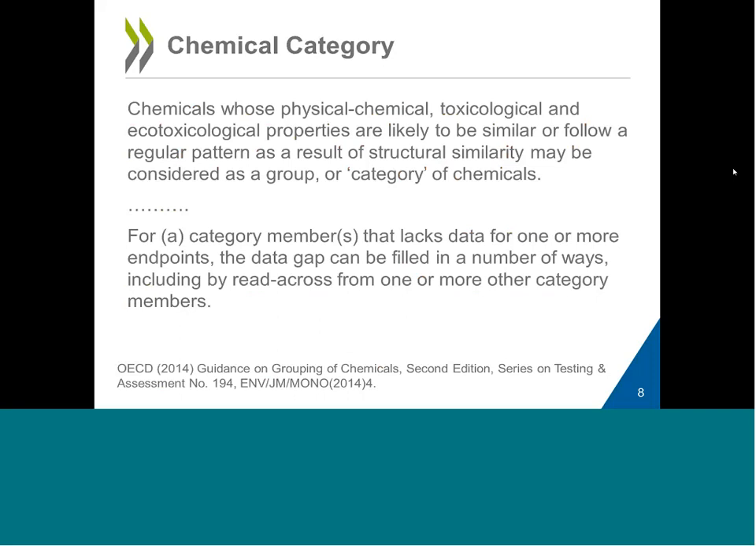These are some descriptions of chemical category and read across in the guidance document on grouping chemicals. That is, chemicals whose physical, chemical, toxicological, and ecotoxicological properties are likely to be similar or follow a regular pattern as a result of structural similarity may be considered as a group or category of chemicals. For a category member that lacks data for one or more endpoints, the data can be filled in a number of ways, including by read across from one or more other category members. And the key points are similarity in chemical structure, observed toxicity, and toxicity mechanism.